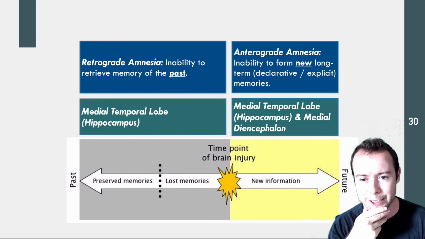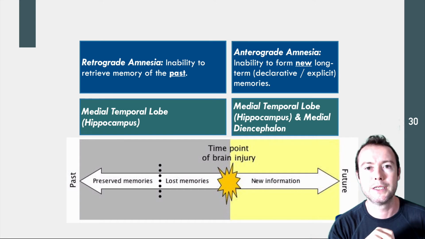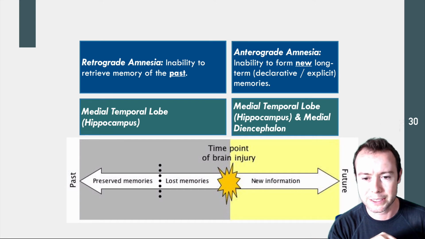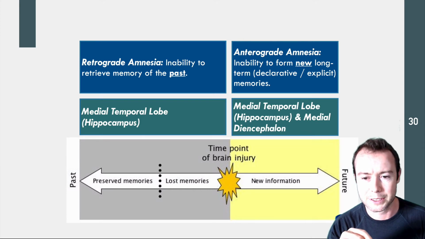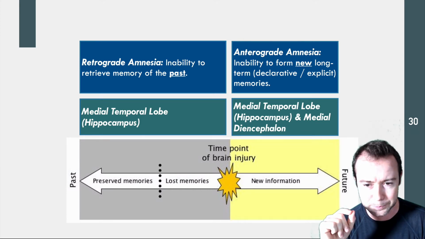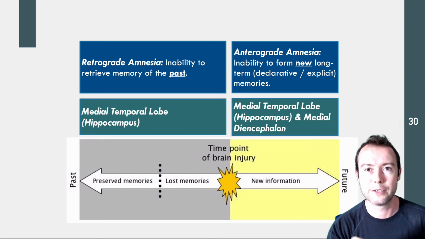And then anterograde amnesia is this inability to form new long-term declarative or explicit memories. And you get a little bit of a difference here: the medial temporal lobe is involved in both of them, but damage to the medial diencephalon seems to be important for leading to anterograde amnesia.